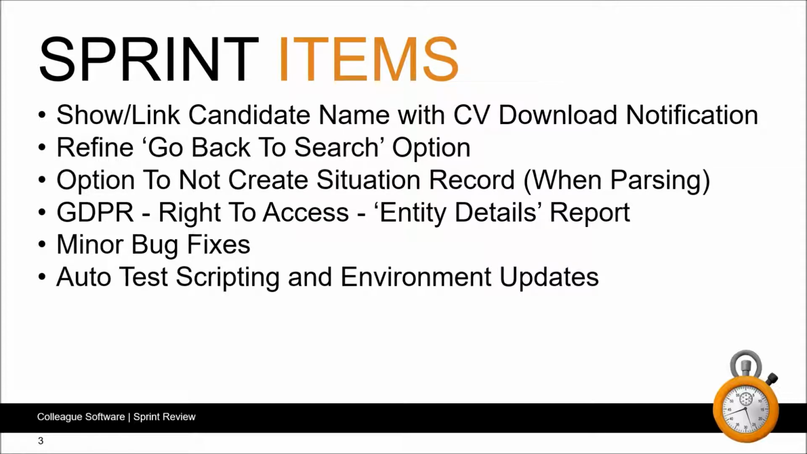Looking at the high-level items, in this sprint we've been able to update the CV download notification, so that it includes the candidate name along with a link to the candidate record from within the message. We've updated the go back to search option, which appears when you leave a search result to view a record. This now takes you back to where you were left off within the search result, as opposed to returning you to the search criteria of the search.